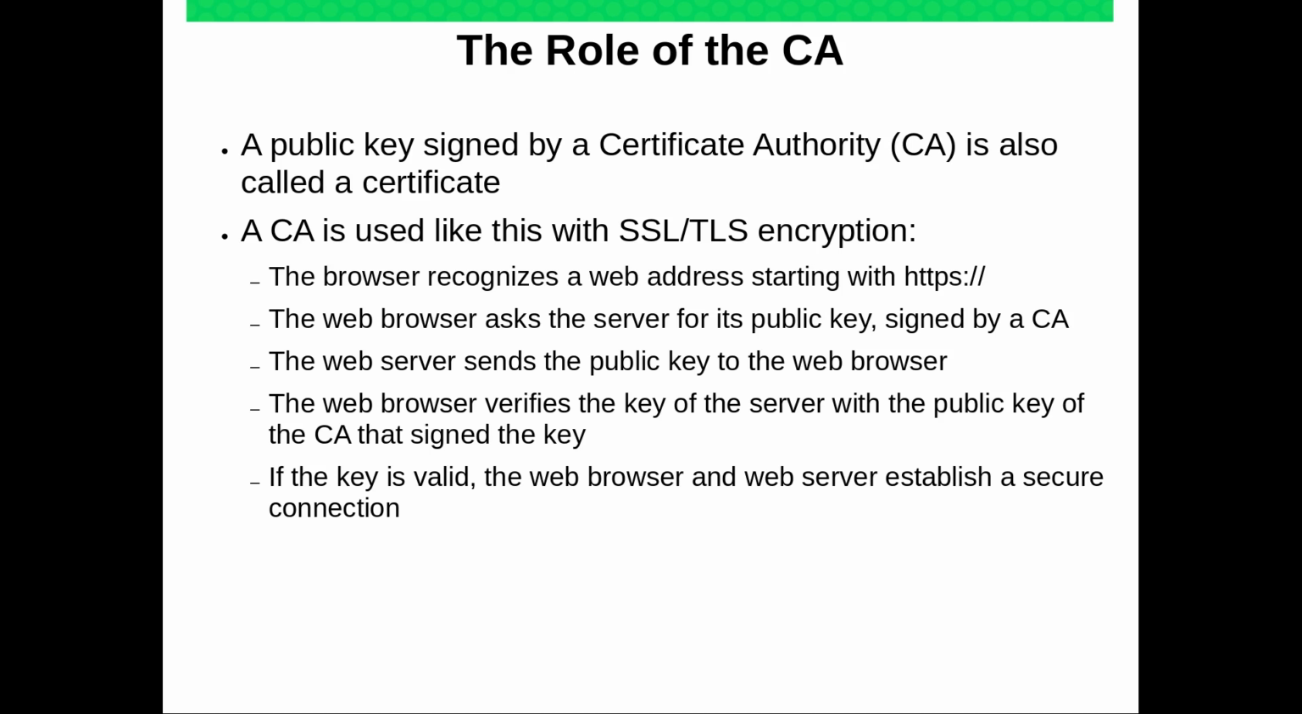The browser would then ask the server for the public key that is associated with that address. This public key would be signed by a certificate authority. The web server sends the public key to the browser. The web browser verifies the key of the server with the public key of the CA that was used to sign the key. And if the key is valid, the web browser says that environment is secure and will allow them to, without warning, connect to that website.